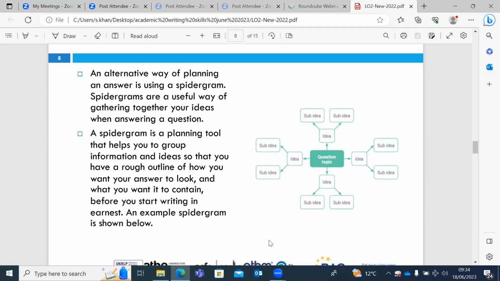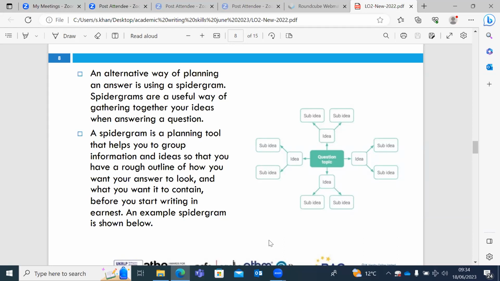The spidergram is a simple plan with lines and circles and squares. So you'll have the question topic, you'll have the idea, sub-idea, and then on each point you'll be analysing what you need to put in there. Spider diagrams help you to make connections between ideas, explore possible solutions, and visualize concepts that may otherwise be difficult to understand. They allow you to see the bigger picture of a topic or problem and the more specific details.